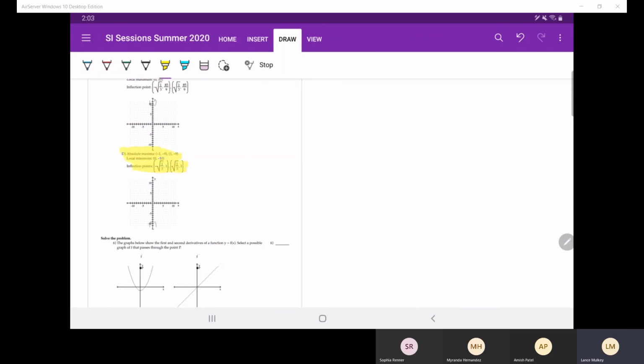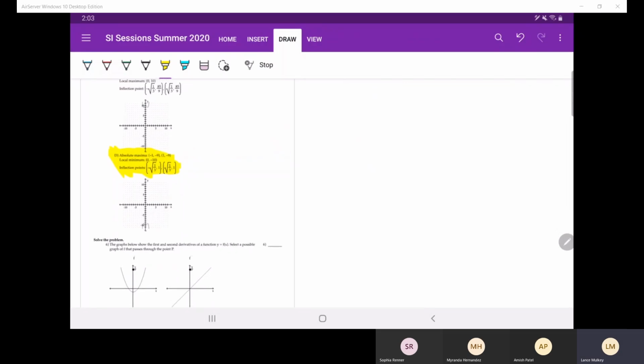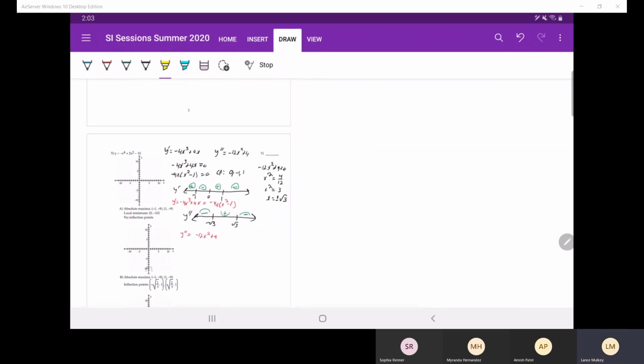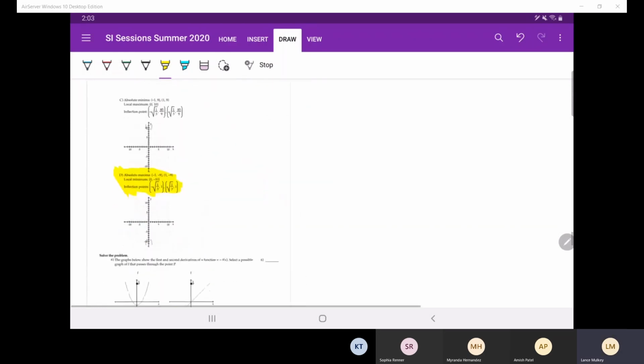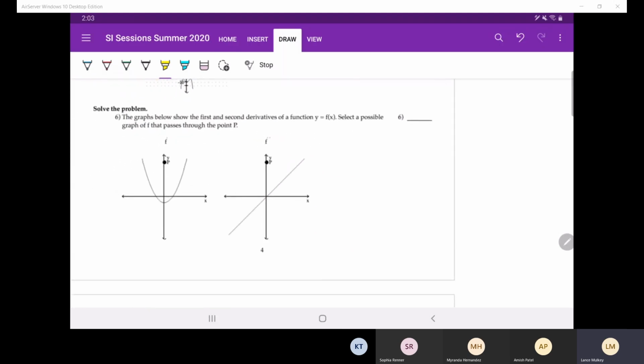Yeah, sorry, I didn't want to plug everything in. It probably would have been faster if I just plugged it all in. You'd have to plug in those points to the original equations to find the exact spots. Any questions over that? If there's no questions over that, I'm going to go ahead and try to solve number 6. The graph below shows the first and second derivatives of f of x.